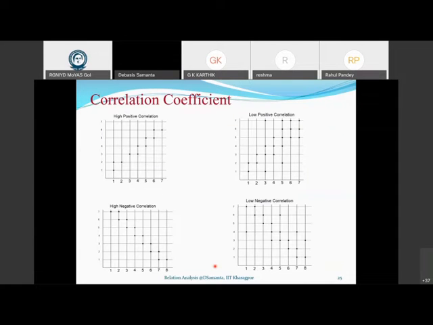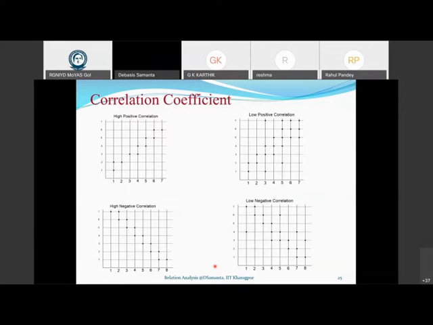Okay. Now here are a few examples. This is the first plot. The left and topmost plot is a high positive correlation, and the second is a low positive correlation. You can understand the difference between the two, right? On the right side is a low positive correlation, and the left side is a high positive correlation.